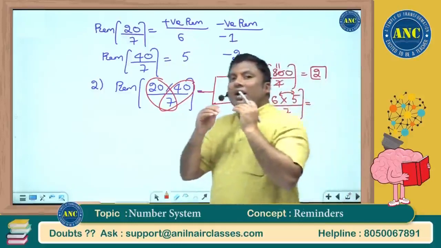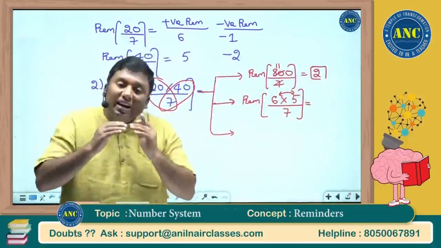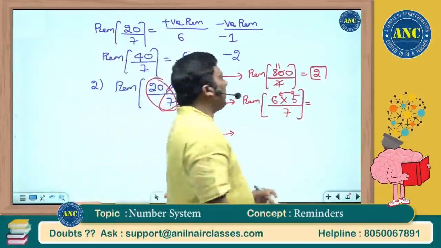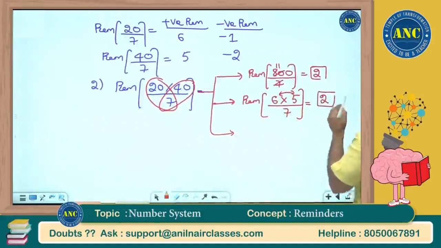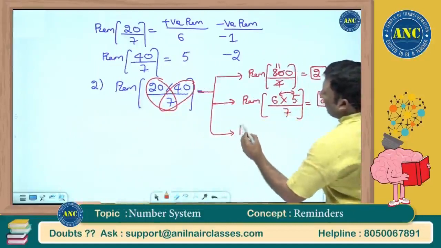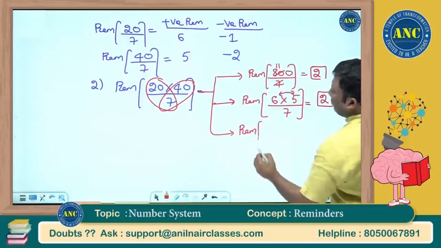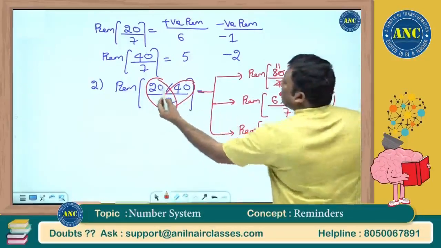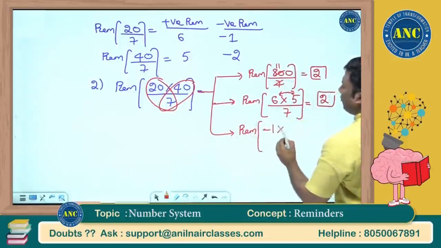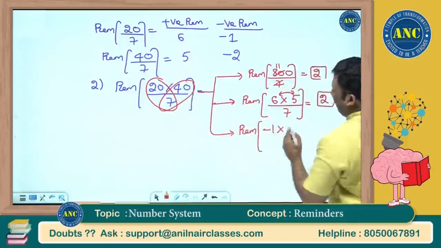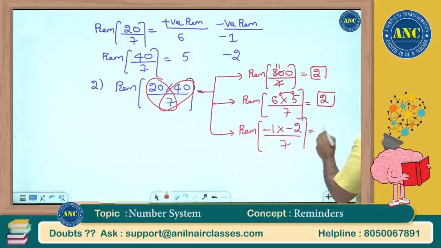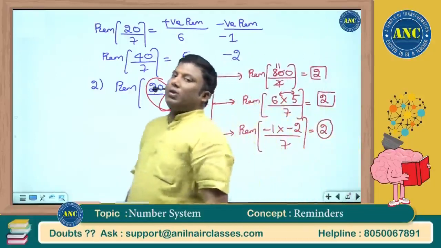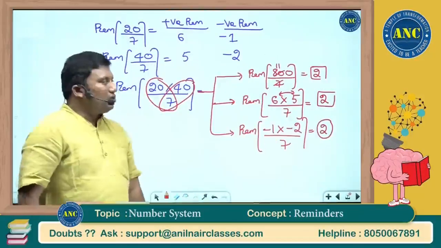Whenever you are dividing a number by 7, you will not get a remainder greater than 7. 30 divided by 7: 7 4s are 28, positive remainder is 2. Next, 7 3s are 21, it is minus 1. 7 6s are 42, it is minus 2. Minus 1 into minus 2, the answer is plus 2.